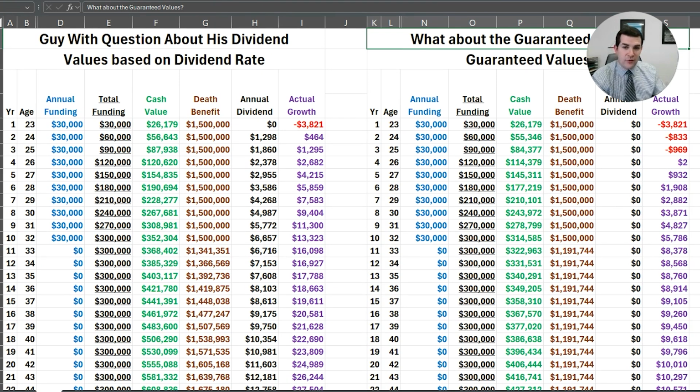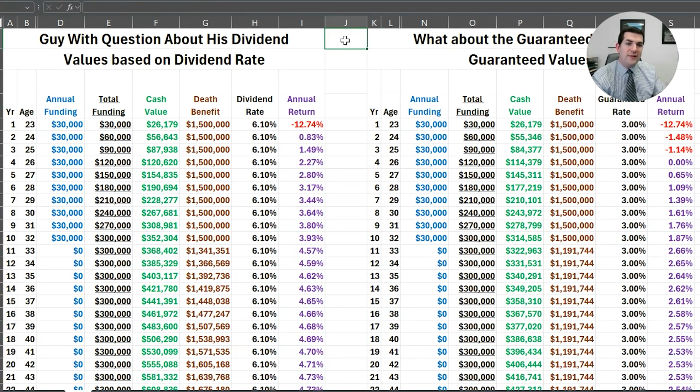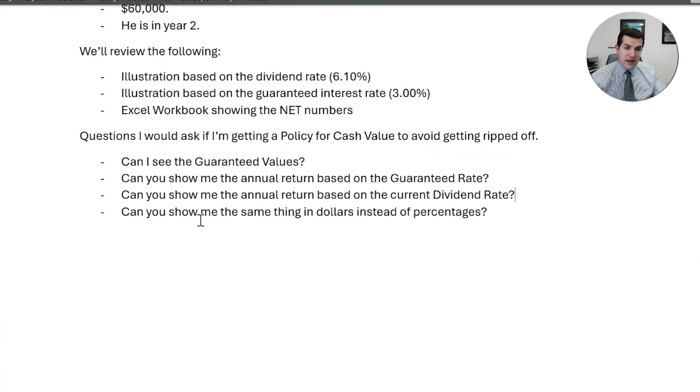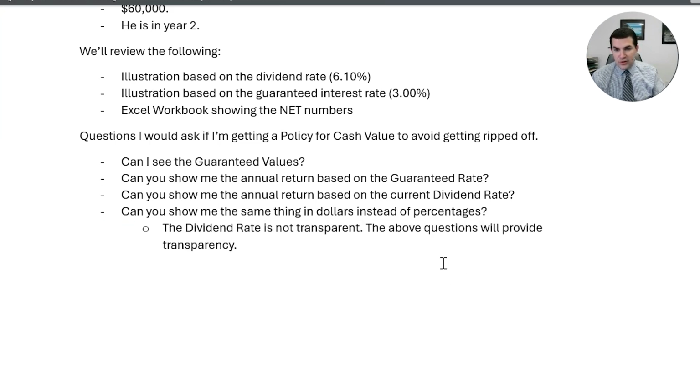So if you ask for the returns, it forces it to be laid out on paper in writing so you can see here's exactly what it is. And you don't have to take someone's word for it. And then they claim, well, it's not really what it meant. I said the dividend rate, and you got the he said, she said, which is never fun. People don't like that. Then I would ask, can you show me the same thing, being the annual return, but in dollars instead of percentages? This way you can see the net dollar amount you're getting every year. And why I would ask those questions is because the dividend rate is not transparent. The above questions will provide transparency.